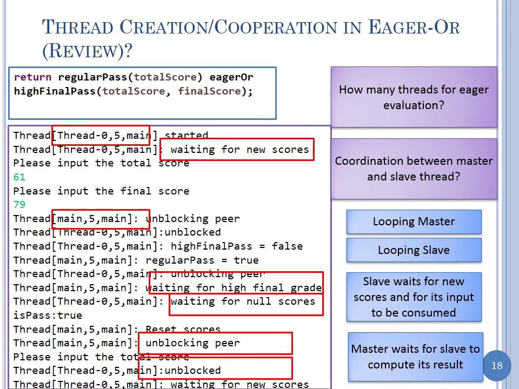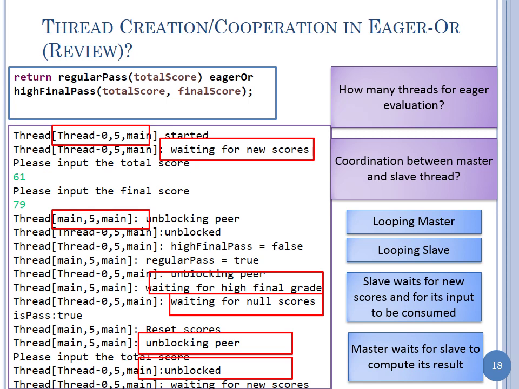So intuitively, students said that, look, we just need 2 threads because we have a pair of values. And our master is a looping master. In a loop, it reads pairs of values. The master is the main process, a main thread. We can create another slave thread, so the master can do the regular pass, and the slave thread can always do the high final pass. The master is looping, so should the slave. It should also be looping. And they can't loop independently.